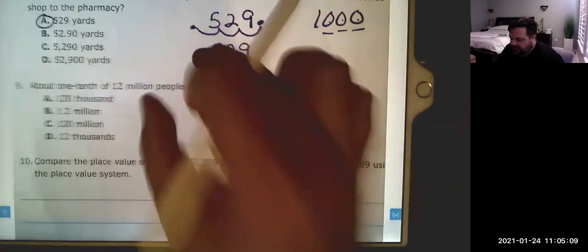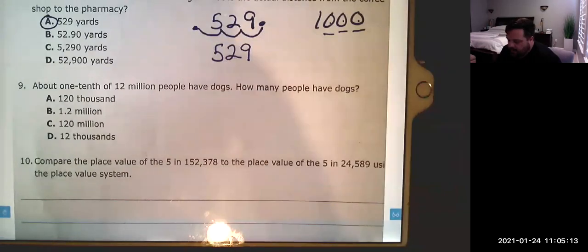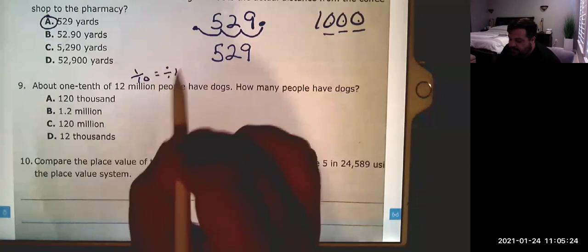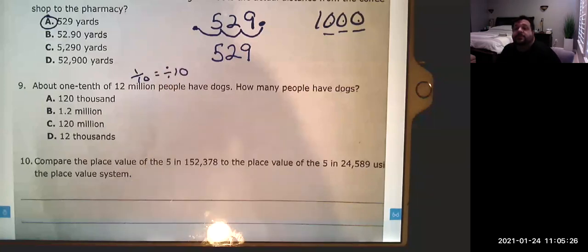All right, let's look at number 9. About 1/10 of 12 million people have dogs. How many people have dogs? 1/10, that should tell you what to do. 1/10 equals to divide by 10, right? Pause the video and do it.